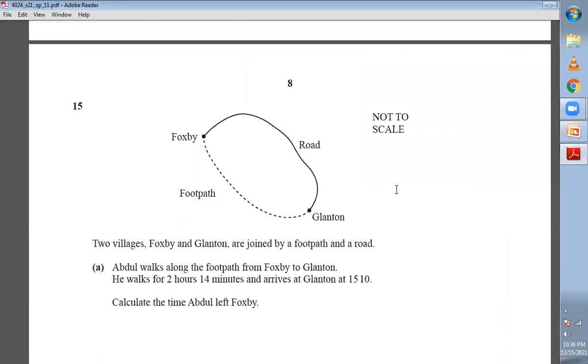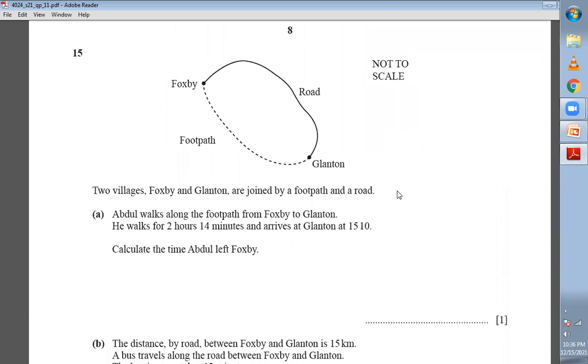So let's go to the next question. Here we go. He says, 2 villages, Fox Bay and Glanton, are joined by a footpath. So this is the footpath and a road, and this is a road which is joining the 2 villages. Abdul walks along the footpath from Fox Bay to Glanton. He walks for 2 hours 14 minutes and arrives at Glanton at 15:10. Calculate the time Abdul left Fox Bay.